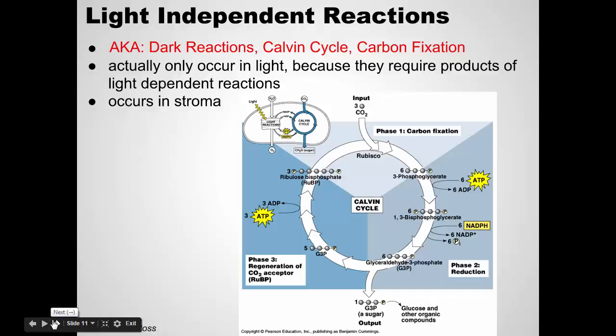Why don't these take place in the dark? Because they don't require light. The other part needs light to make the next step. It needs the products from the light reaction. It needs ATP, it needs NADPH. So if those can't be created in the light reactions, then the light-independent reactions cannot go on. So it stops in the night as well.